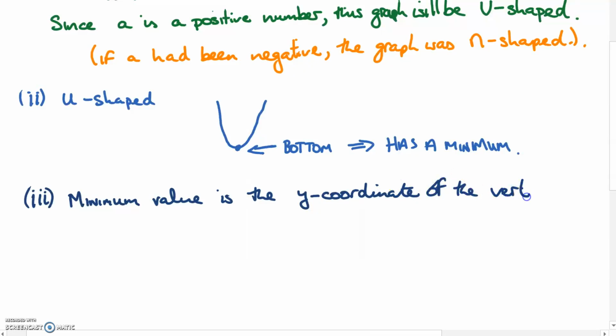Now, if it had been an N-shaped graph, then we would change this. We'd say the maximum value is the y-coordinate of the vertex. It would be a maximum value, but it's the same thing. Minimum and maximum value, when they occur, they're given by the y-coordinate of the vertex. So first find the x-coordinate of the vertex.